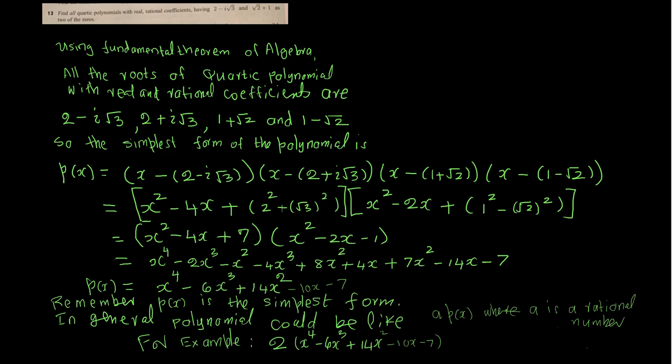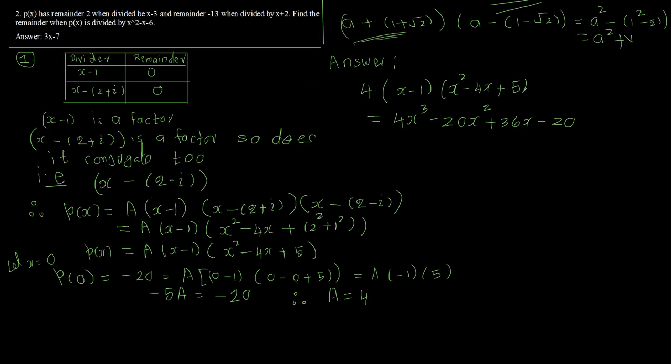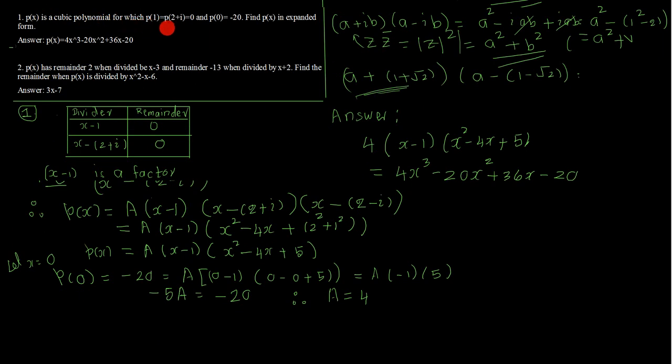So I'm going to go back and do some problems. Okay, so here you go. If p of x is a cubic polynomial with p of 1 equal to p of 2 plus i equal to 0, that basically means x minus 1 is a root and x minus (2 plus i) is a root, and they give p of 0 is negative 20. They ask you to find p of x in expanded form.